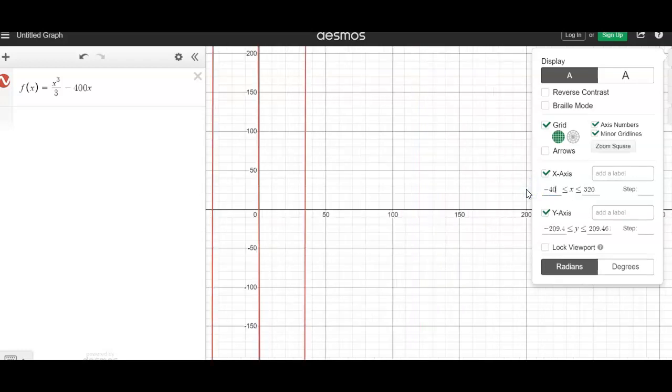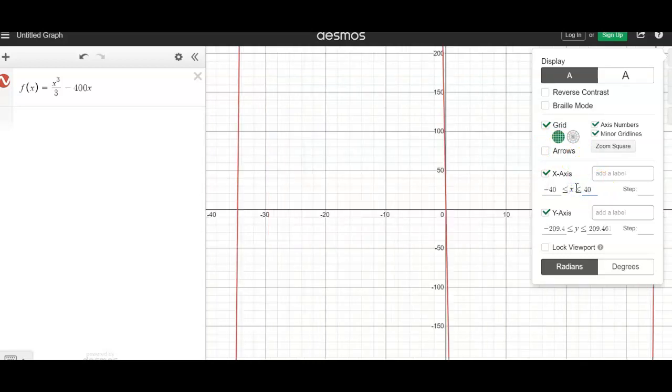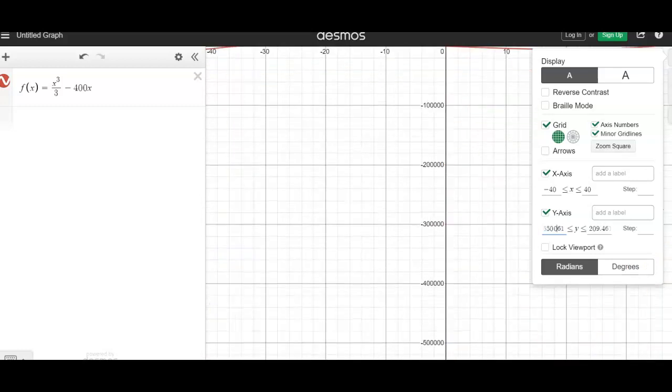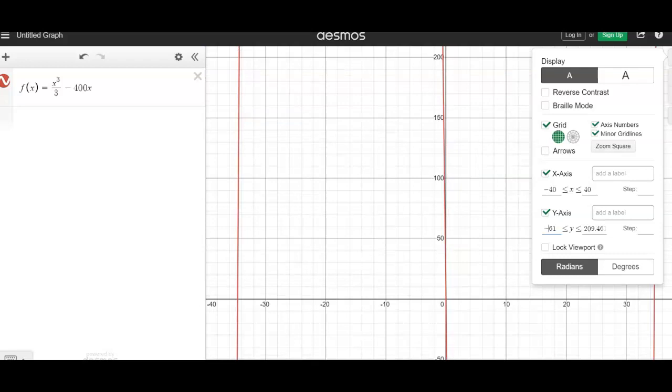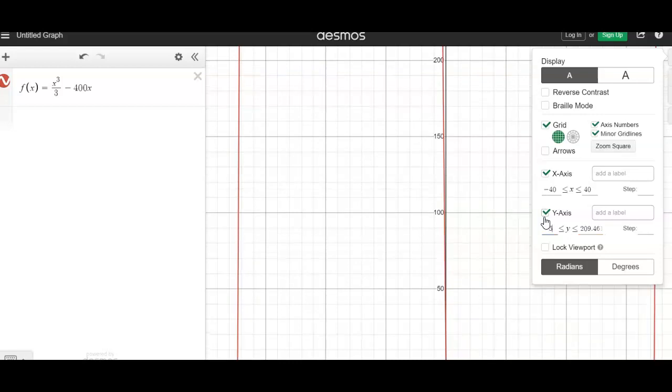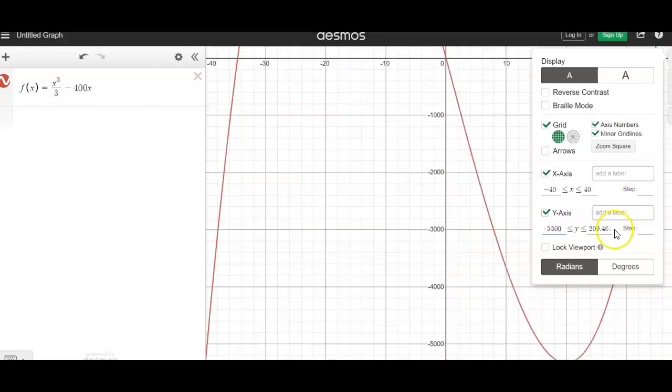I'm going to go from negative 40 just to make sure I see everything. Remember, I have those 34.4 and negative 34.4 to 40. Oh, now I'm seeing all my intercepts. And my y-axis from negative 5,500. Whoop, it didn't believe me. Let me try that again. Negative 5,500 to positive 5,500.